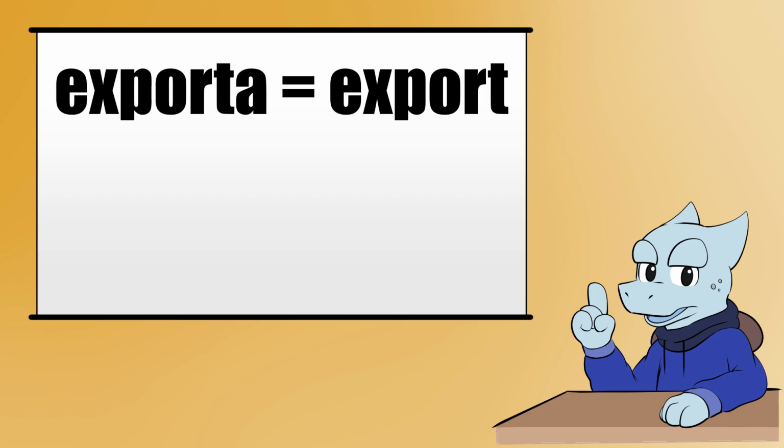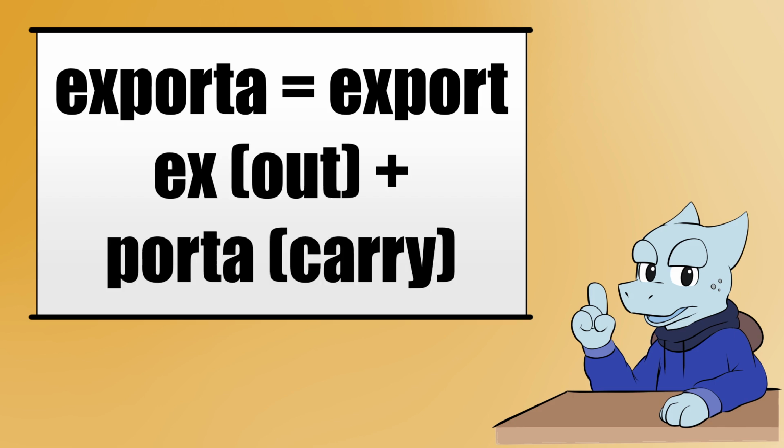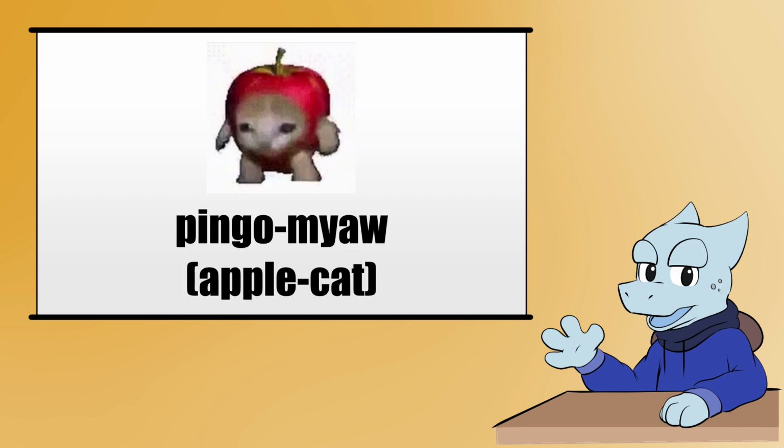As you can tell, Globasa can do a lot by combining words, and this can also happen in a more literal sense. Almost any word in Globasa can be used in a compound word, with the base word put at the very end. If it's a commonly used word, you can put the words right next to each other, like exporta, which means export, by combining the words esh, out, and porta, carry. If it's not commonly used, it's preferred, but not required, to add a hyphen, like if I made up a species of apple cats called bingo meow.